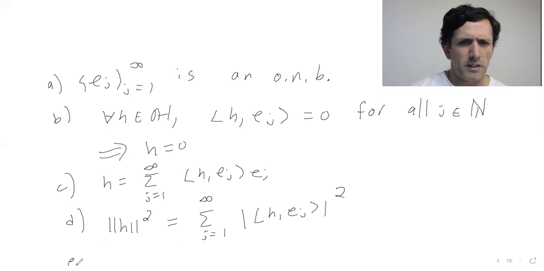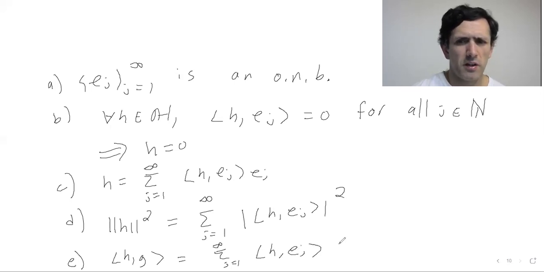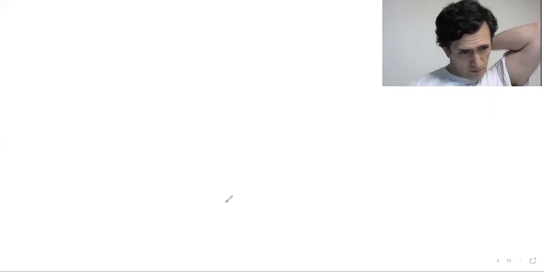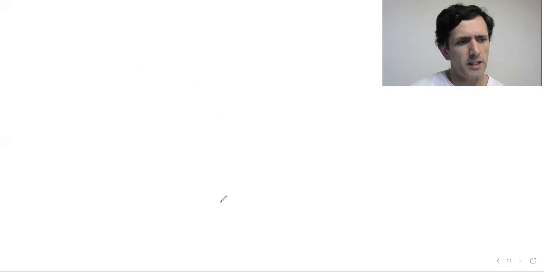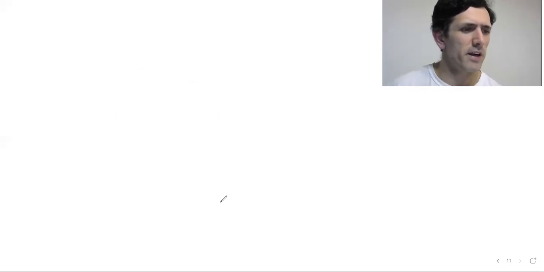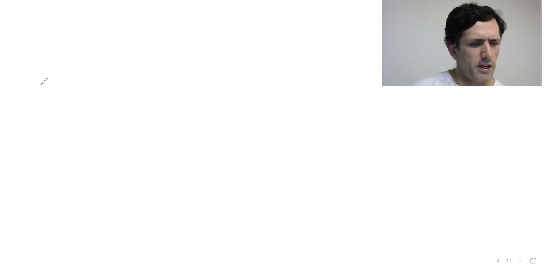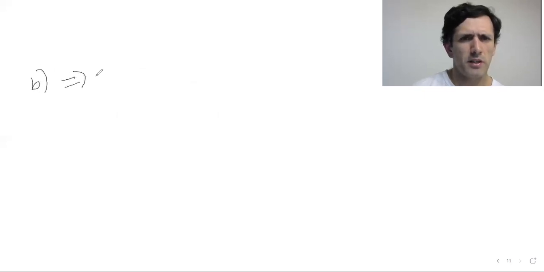And last but not least, for any h and g in your Hilbert space, you can write the inner product in terms of your orthonormal basis: the sum of <h, e_j> times the complex conjugate of <g, e_j>. Okay, so how are we going to prove this? We're going to prove that B implies C, implies D, implies E, implies B. Can make a little song out of that. And then we're going to prove that A is equivalent to B. All right, so let's do B implies C.